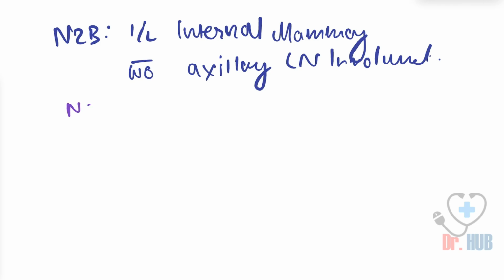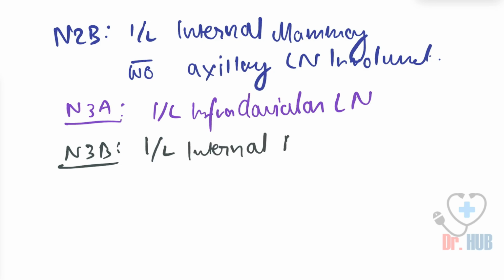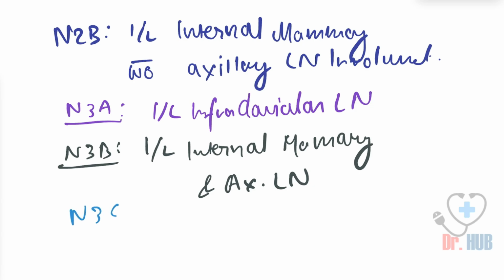Next we have N3A. What is N3A? N3A is nothing but the ipsilateral infraclavicular lymph node. Then when we look at N3B, it is nothing but the ipsilateral internal mammary and the axillary lymph node. Lastly, when we look at N3C, it is the ipsilateral supraclavicular lymph nodes.